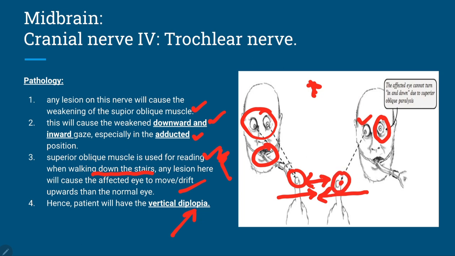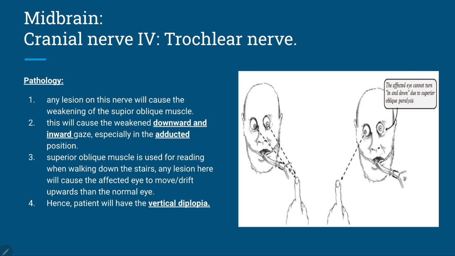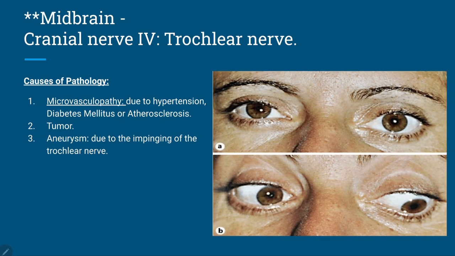So the affected eye cannot turn in and down due to the superior oblique paralysis, basically due to the damage of the trochlear nerve. So in this slide, we are going to look at the causes of the pathology. This is the final slide, and in the image you can also again look at it, that if the physician's finger is present right here, this eye is able to focus on it. This eye is not as much focused like the other eye.